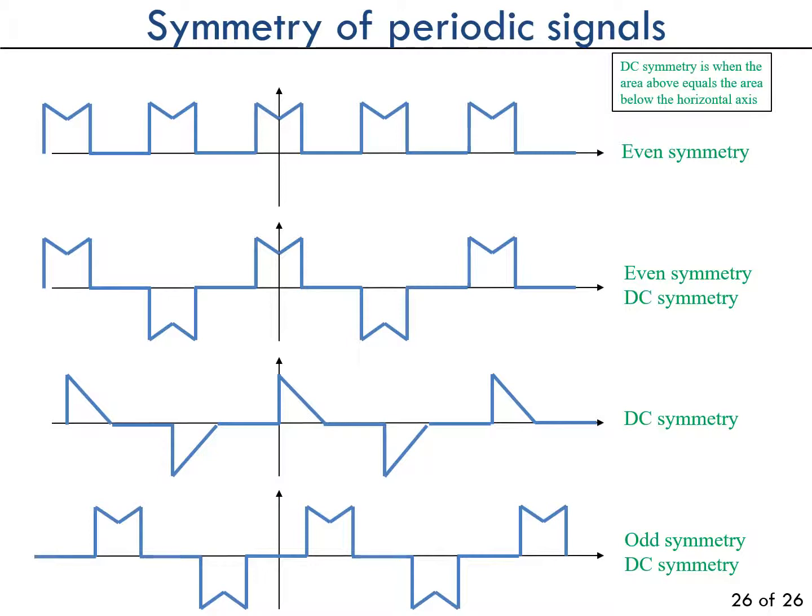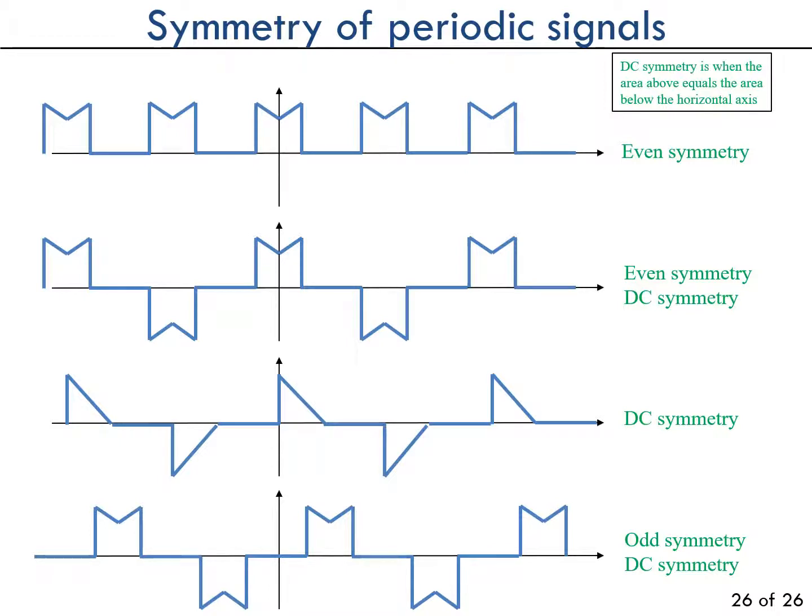For the second plot, it has DC symmetry and even symmetry. So even symmetry is seen by reflecting it about the y-axis, and you get its mirror complement. It has DC symmetry because the area above is equal to the area below. On the third plot, it only has DC symmetry, right? But you can't see how you can reflect the right side of that plot about the y-axis or reflect it about the x-axis and get the left-hand side. So there's no other symmetry.